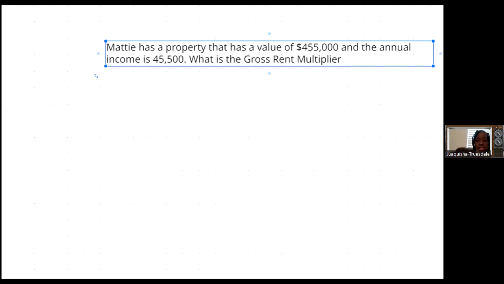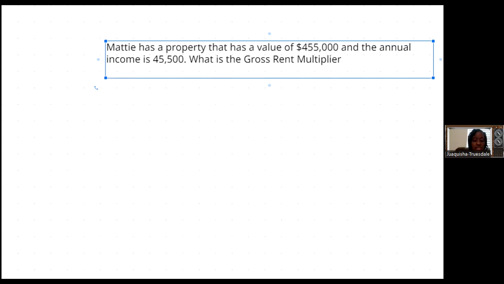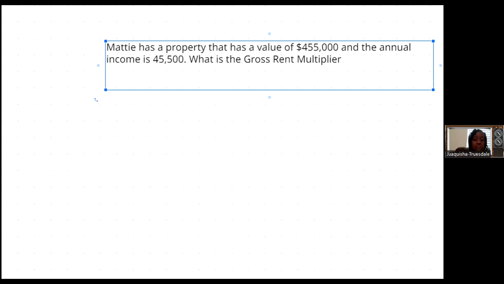So here we are. It says Maddie has a property that has a value of $455,000 and the annual income is $45,500. What is the gross rent multiplier? So the first thing you got to do, you got to take that property value, the $455,000, and divide it by 45,500. Remember, it's a ratio to help investors with their investment properties.